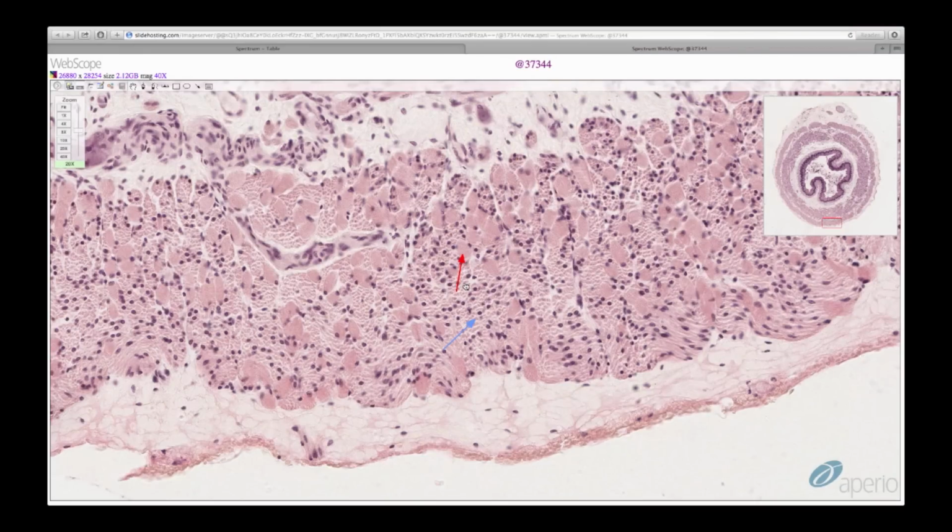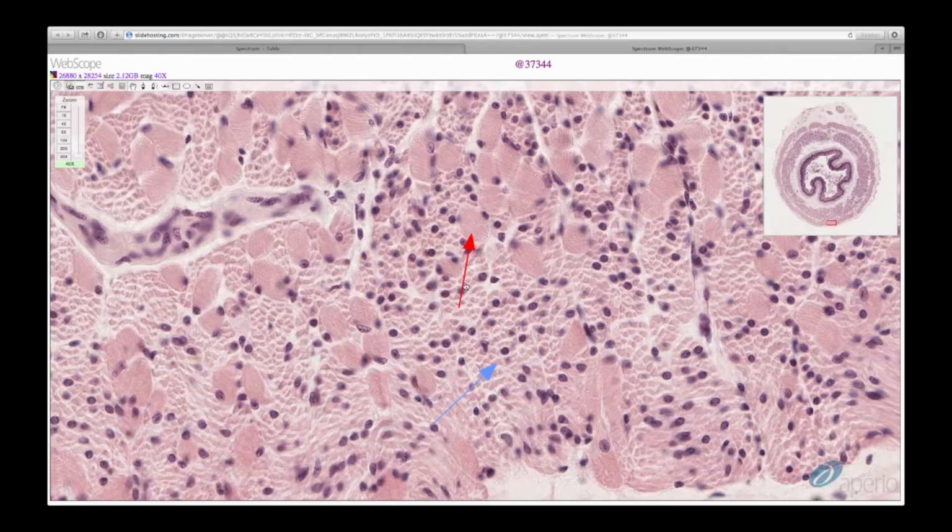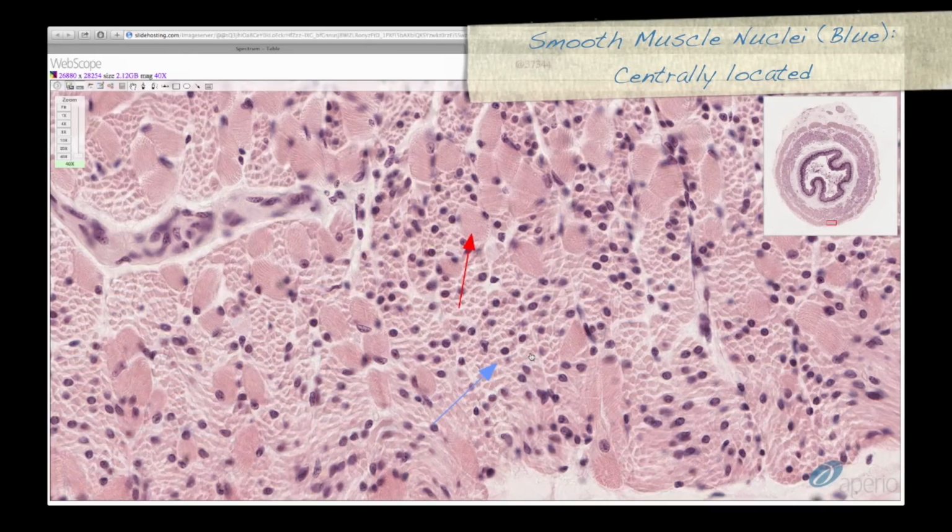In contrast, many of the smooth muscle cells do not appear to have nuclei, as the plane of the section is taken through their tapering ends. When visible in smooth muscle, the nucleus is centrally located in the cytoplasm. Smooth muscle is indicated by the blue arrow.